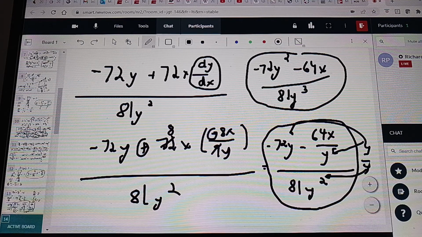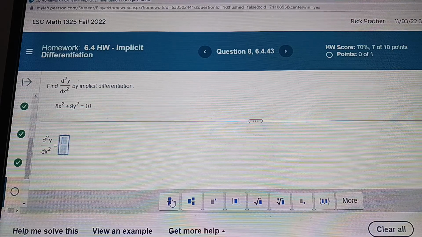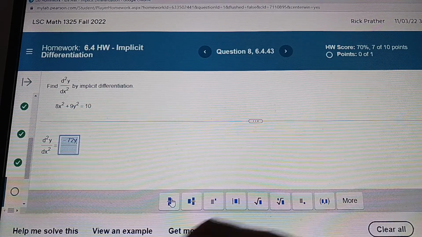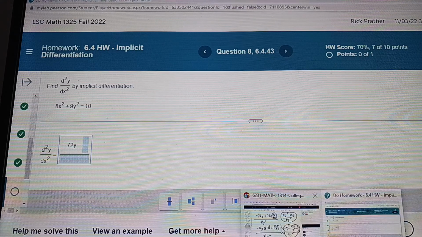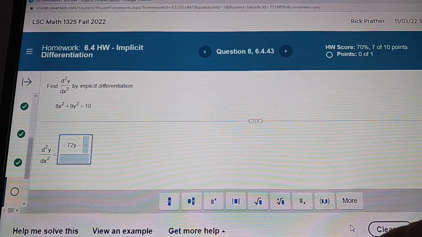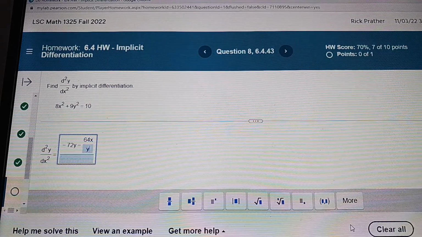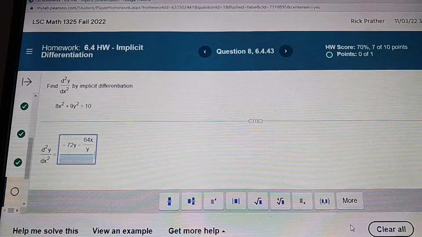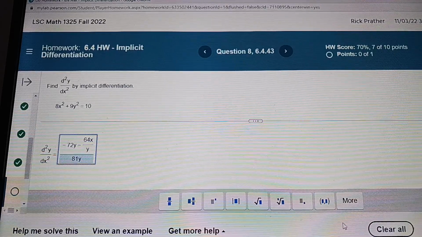But let's just see if they take that, because then it's less work. So first I'm putting a fraction, negative 72y. Then I need a fraction inside of the fraction, 64x over y. And then the bottom was, whoops, went too far, 81y squared.